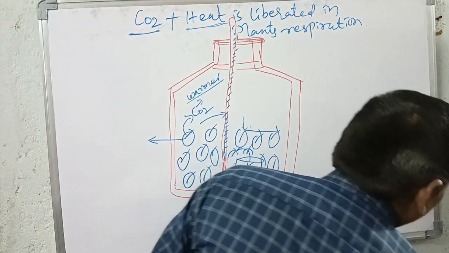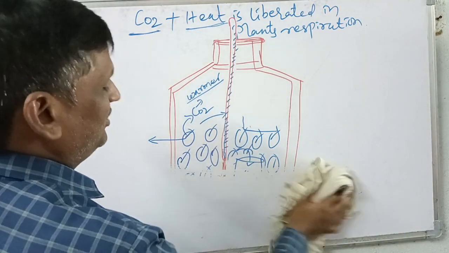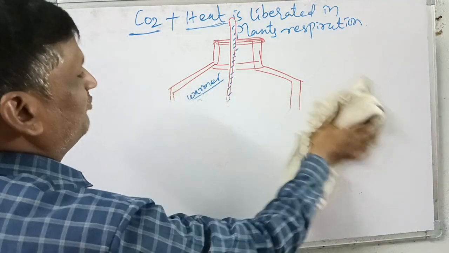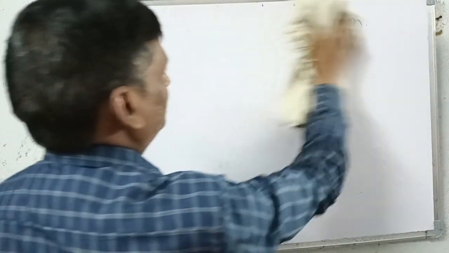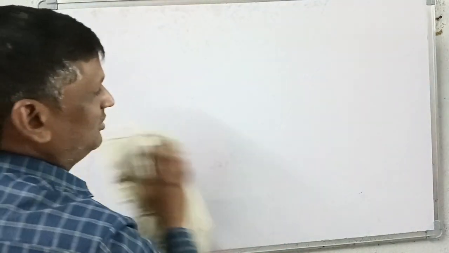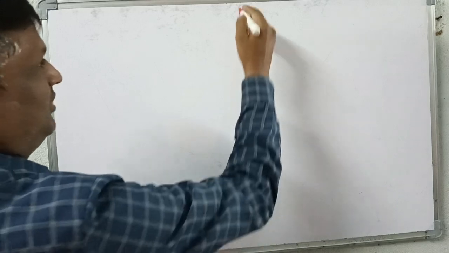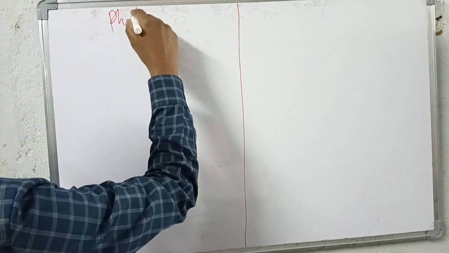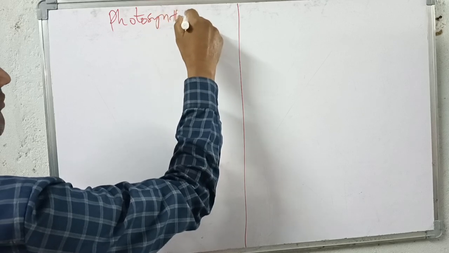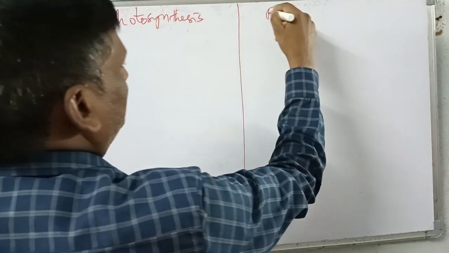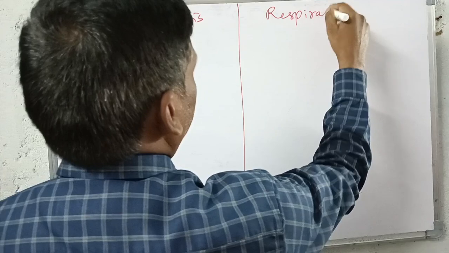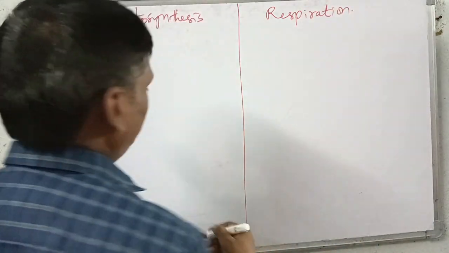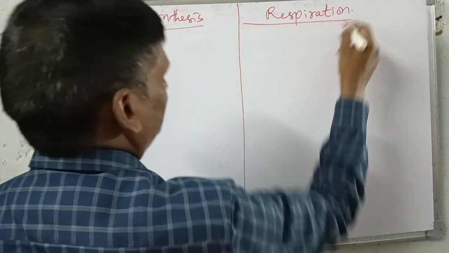And one more small topic: write the differences between photosynthesis and respiration. So on one side we should write photosynthesis and on the other side respiration. Write the differences between photosynthesis and respiration.